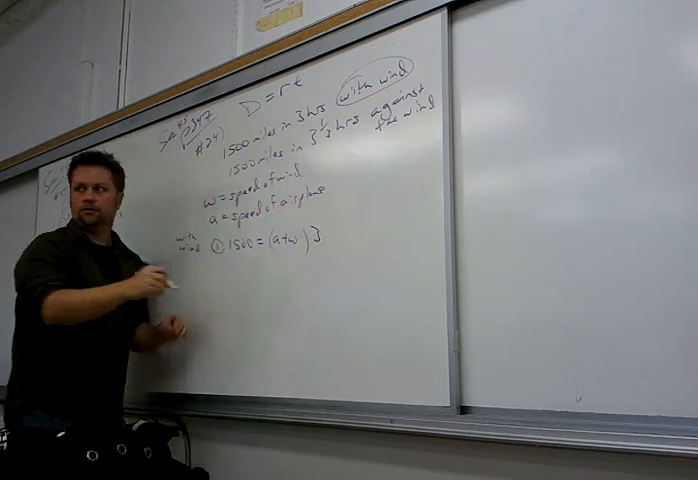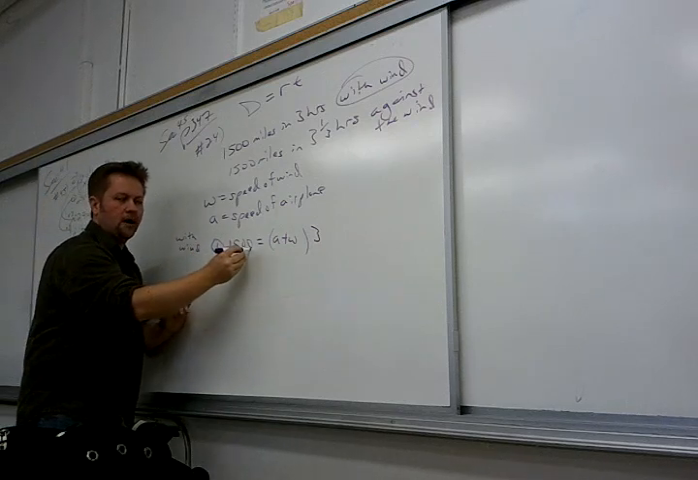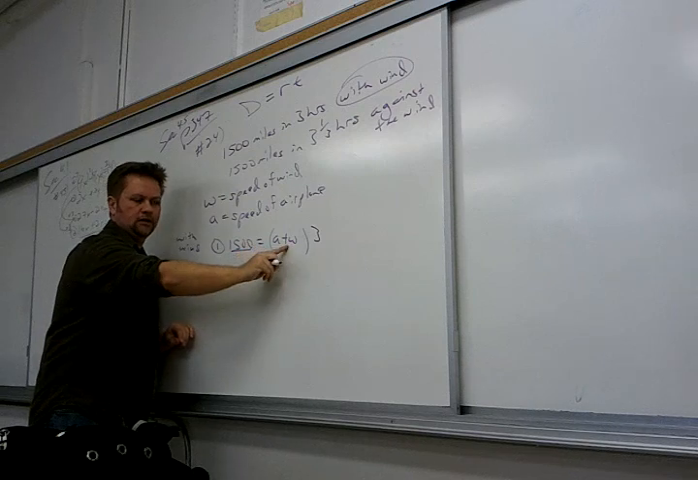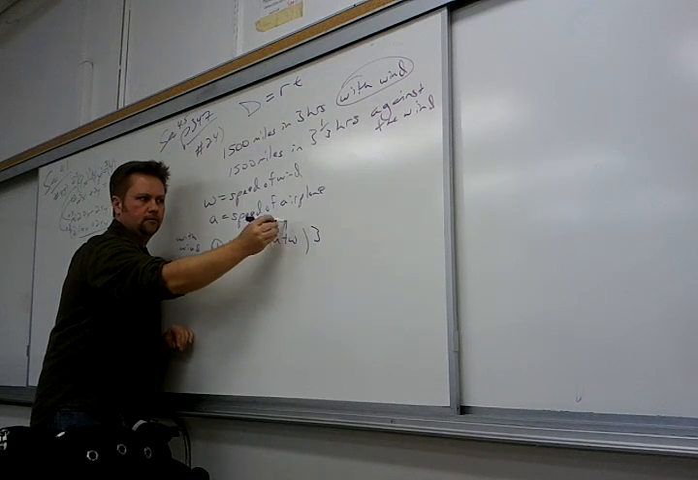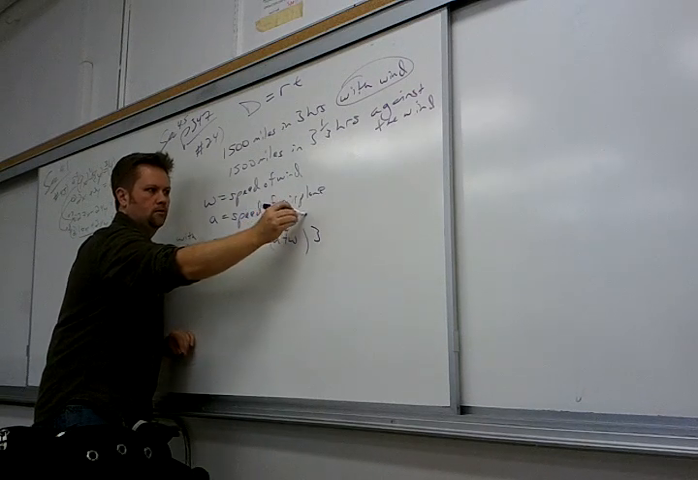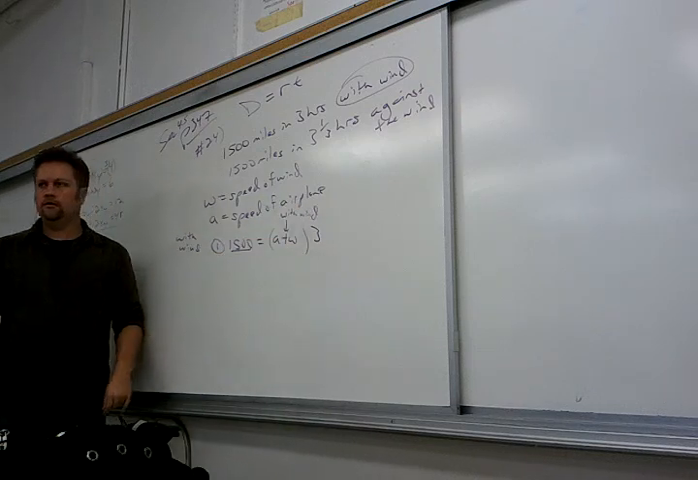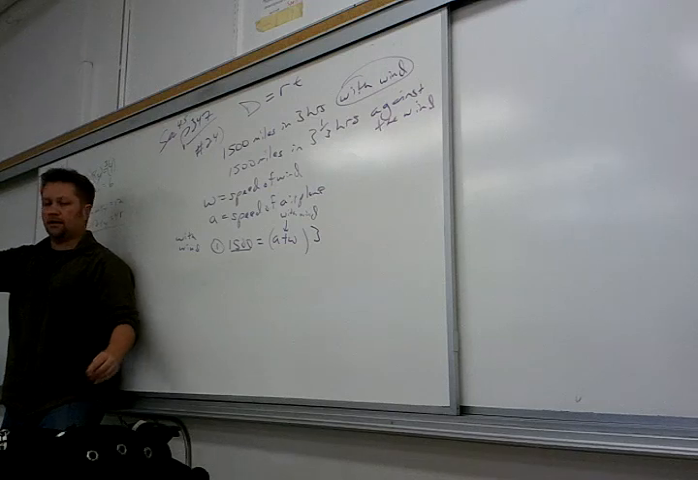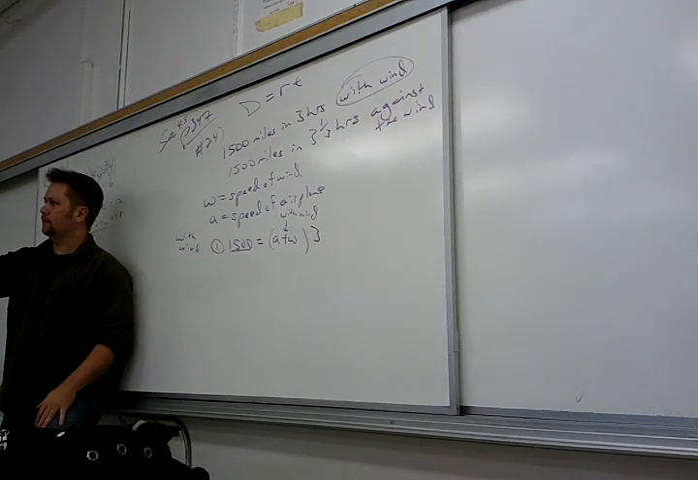I want you guys to see that. So it goes 1,500 miles in 3 hours, going this fast, A plus W, because it's with the wind, multiplied by 3. Cool? So sure enough, when you start to solve that, you can divide by 3, and there's your 500. Right? So is that the answer?